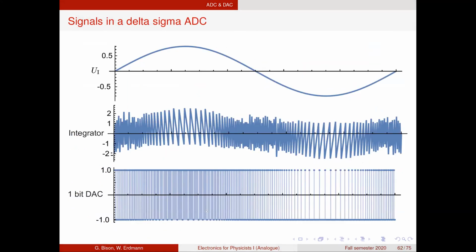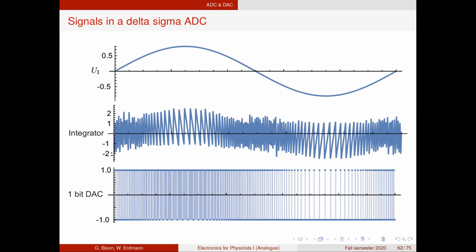Okay, let's have a look at what happens with the signals inside a delta sigma ADC. What I've shown here is an input signal that looks like a sine wave. And what we have here is the integrator. And here at 0, and I have to say the reference voltages are plus and minus 1 volt. So here at 0, what happens is that we switch, for example, to plus 1 volt. Then the difference between our input voltage and our reference voltage is 1 volt.